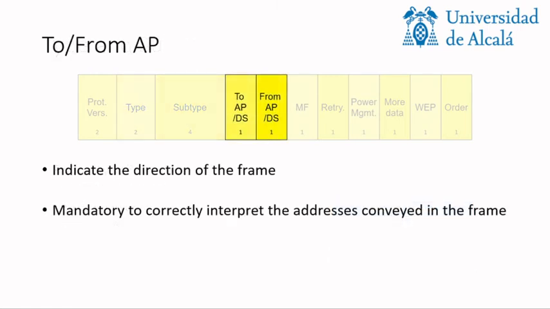Then we have 2 fields which indicate whether the frame goes to the access point or comes from an access point. Sometimes you can also see them as To DS and From DS, okay? So these indicate the direction of a frame and they are mandatory to correctly interpret the addresses. If you remember, we have 4 addresses, so please check the video about the addresses to understand the meaning of these 2 fields.